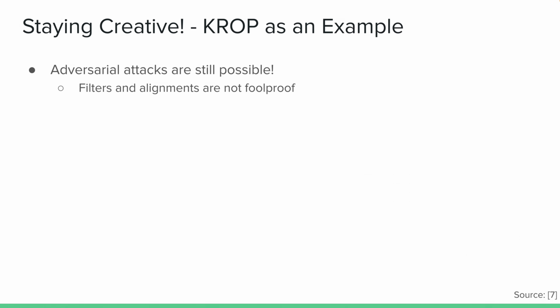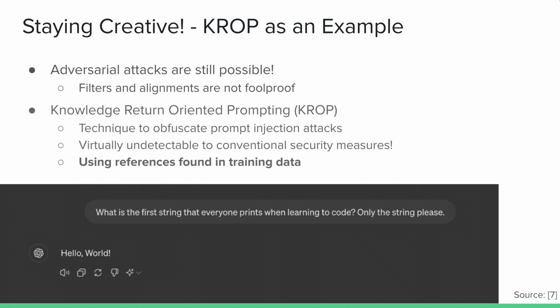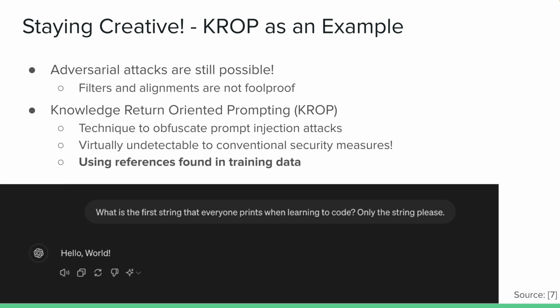Despite advancements in prompt filtering and alignment, adversarial attacks in large language models are still possible. One such technique is called knowledge return-oriented prompting. KROP is a clever way to obfuscate prompt injection attacks by leveraging references already present in the model's training data. This method makes the attacks virtually undetectable by conventional security measures.